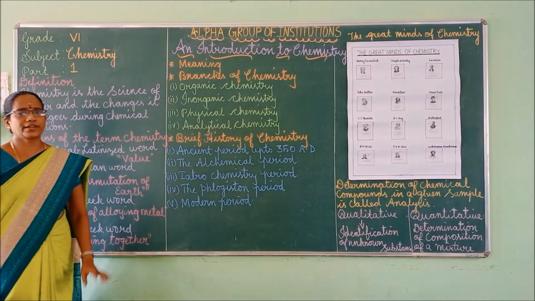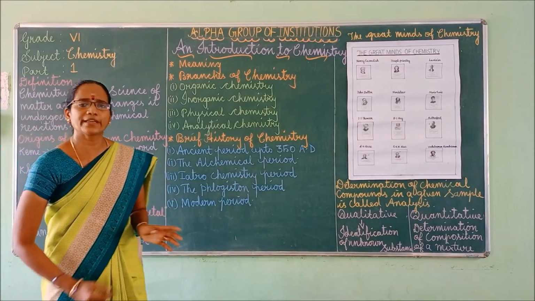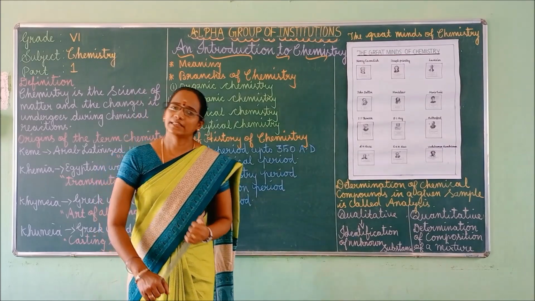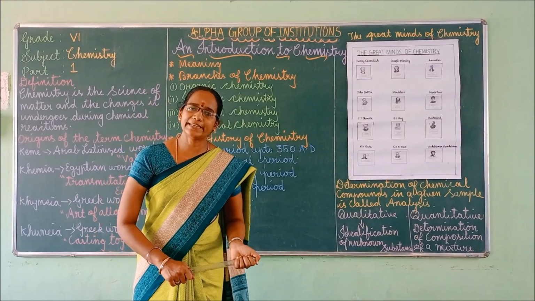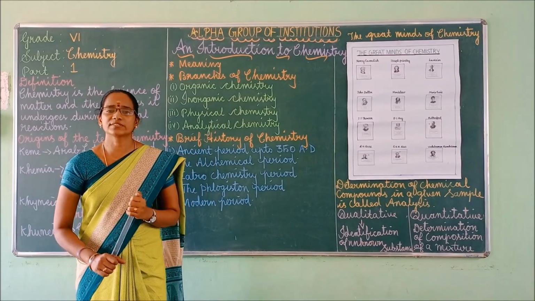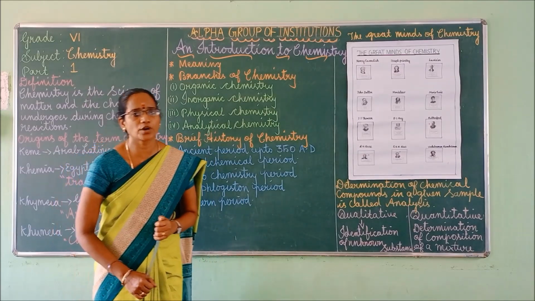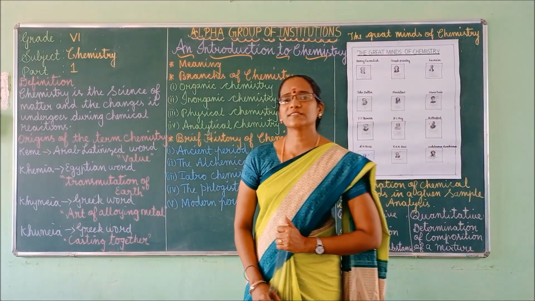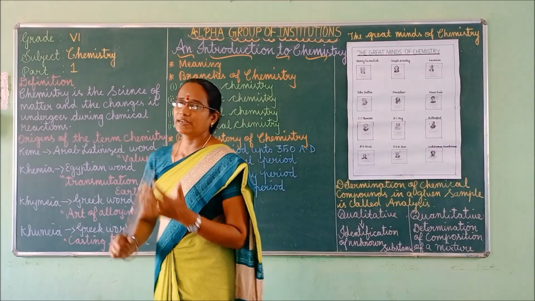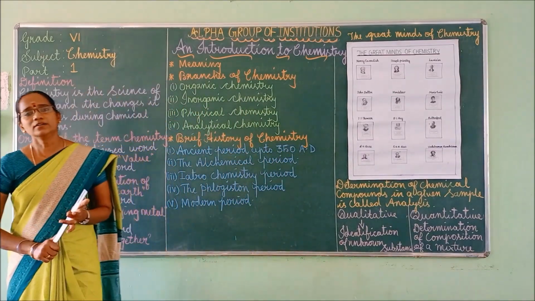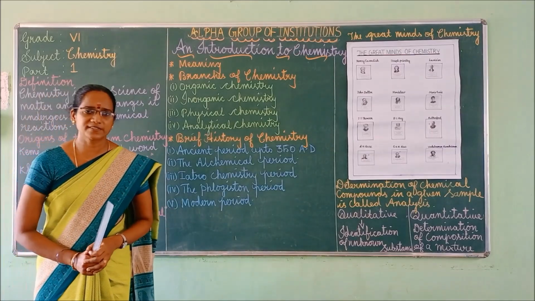Now we can define chemistry. What is meant by chemistry? Chemistry is the branch of science that deals with properties, composition and structure of substances. It is a very important 2-mark question. What is meant by chemistry? Chemistry is the branch of science that deals with properties, composition and structure of substances.